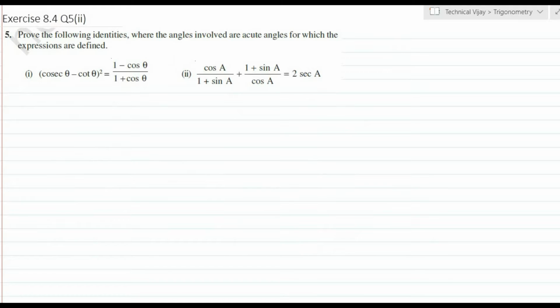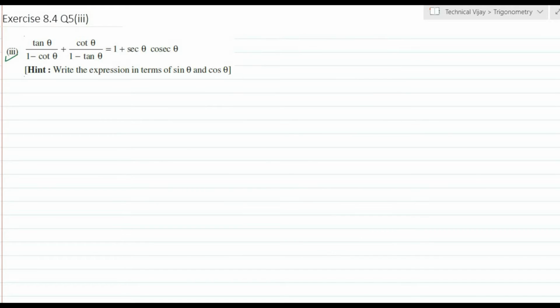Now prove the following identity: tan theta divided by 1 minus cot theta plus cot theta divided by 1 minus tan theta is equal to 1 plus secant theta into cosecant theta. Write the expression in terms of sin theta and cos theta. This is a hint he has given.